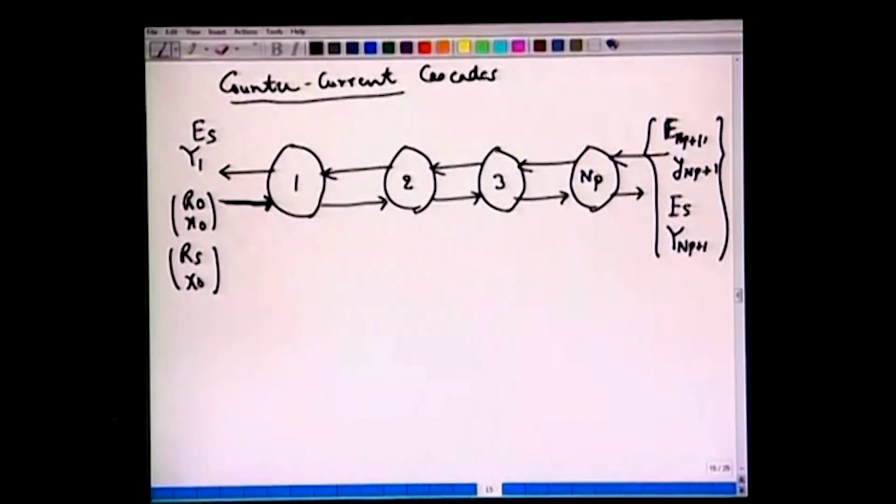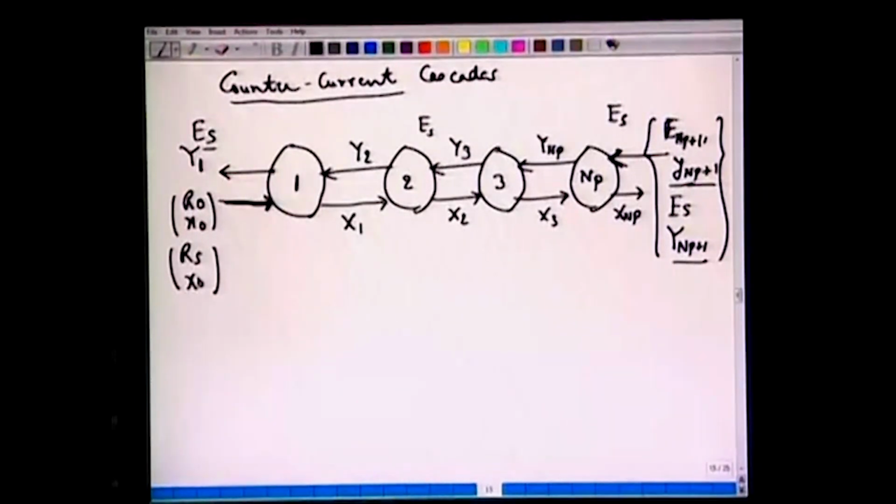So, Y1 means this subscript denotes it originates from stage 1. This composition is Y2 here, this composition is Y3 here, this composition is YNP, and the composition of the fresh stream entering is YNP plus 1. Similarly, these compositions will be capital X1, capital X2, capital X3 and capital XNP, and this flow rate of ES will remain the same throughout, because we are working on solid free basis.